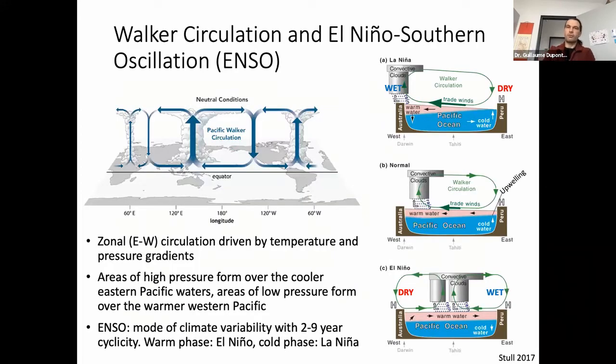So there's another phenomenon when we talk about the climate. Has anyone heard about the El Niño Southern Oscillation or El Niño phenomenon? Yes or no? Yes. So you can explain it?